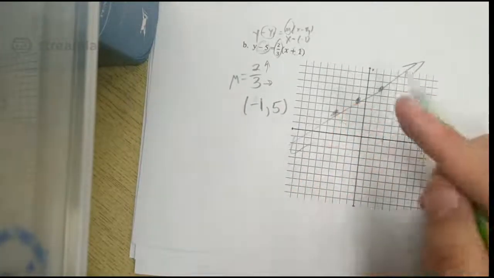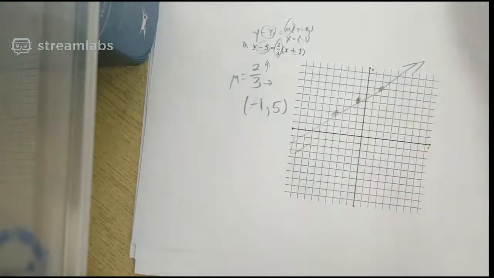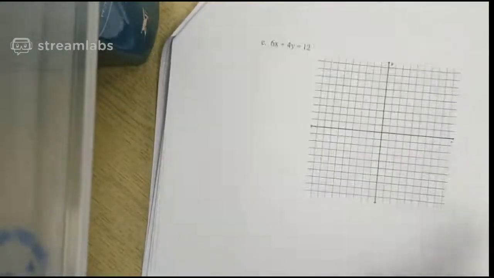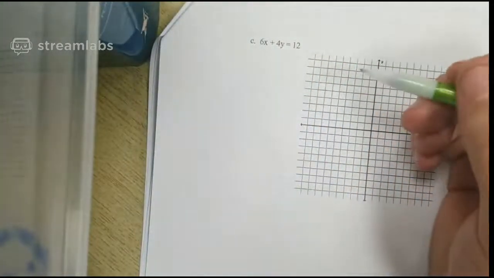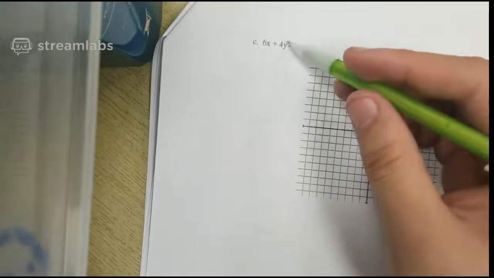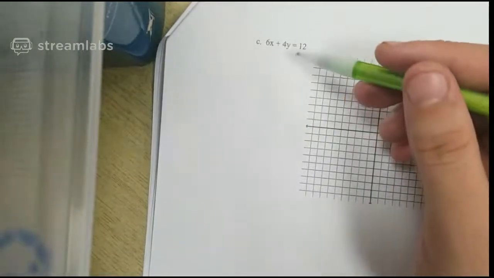Again, I don't really care about how straight your line is. I care about where those points are. Last one, I think, for chapter or unit 2. This is a standard form 1. Now, what's the benefit of standard form 1? You could change it into y equals mx plus b.